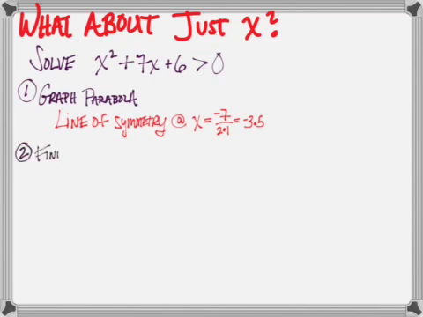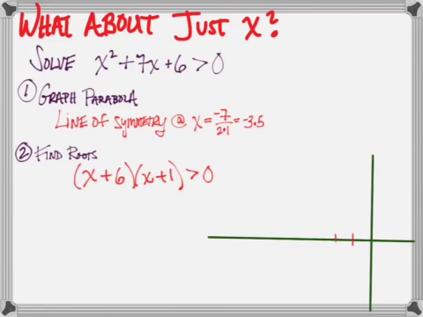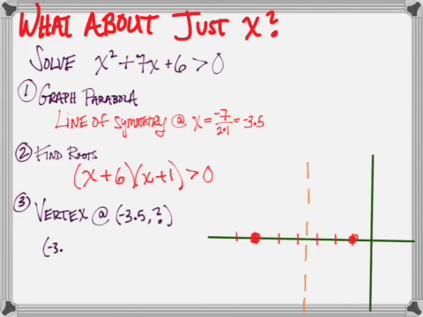Alright, now I need to find the roots. So I'm going to factor, and we're in luck because this one will factor pretty easily, and I'm going to plot those roots. So I get negative 1 and negative 6 as my roots, or my zeros, and there's my line of symmetry at negative 3.5. Alright, I need the vertex. Well, the vertex is on the line of symmetry, so I plug in negative 3.5 and I see what I get out. Negative 3.5 squared plus 7 times negative 3.5 plus 6 gives me negative 6.25. So that's my y-coordinate. I plot that point.